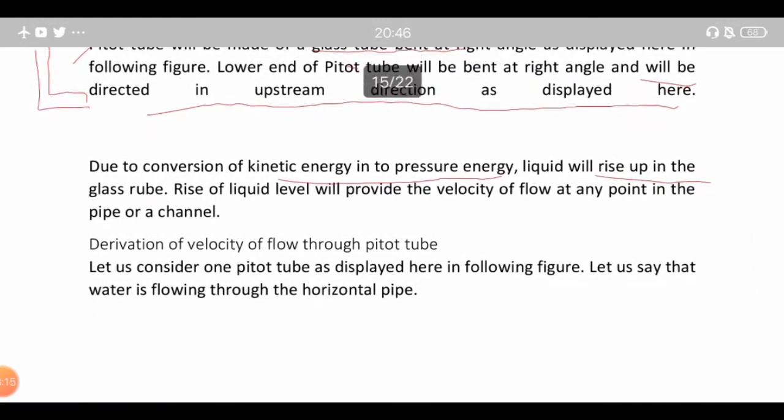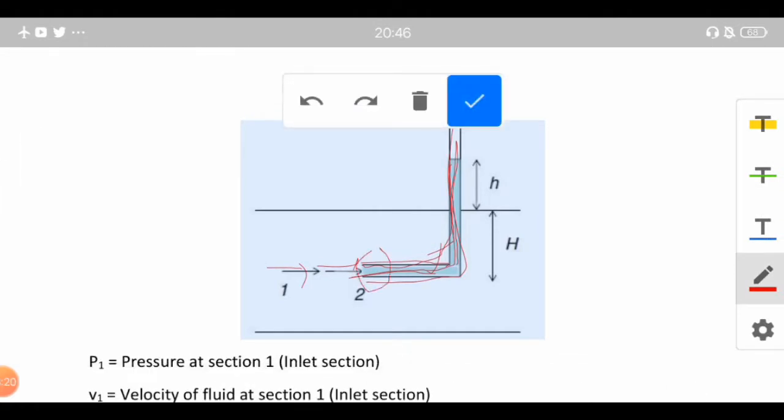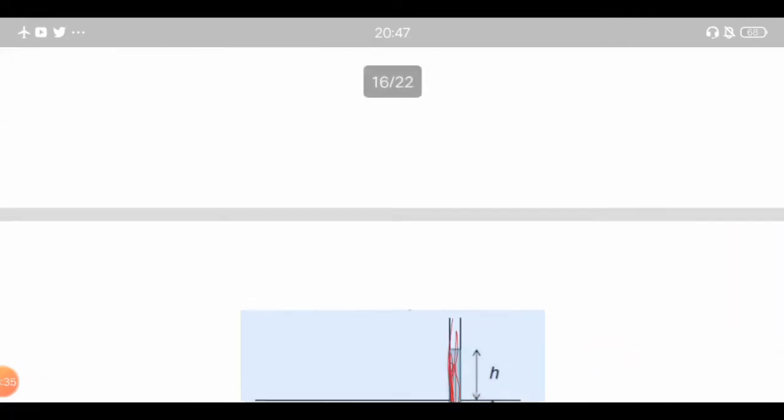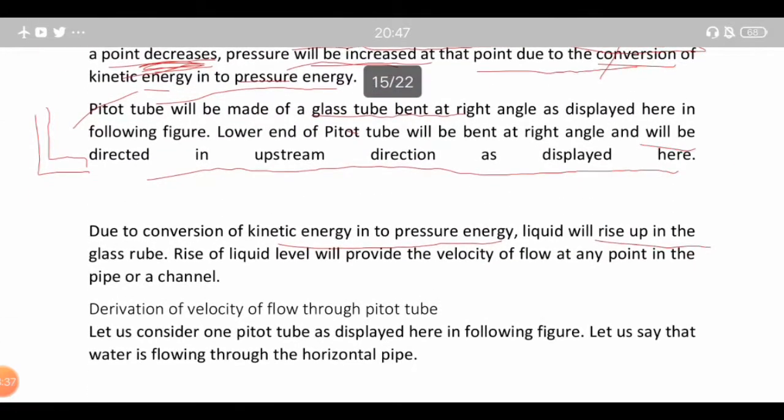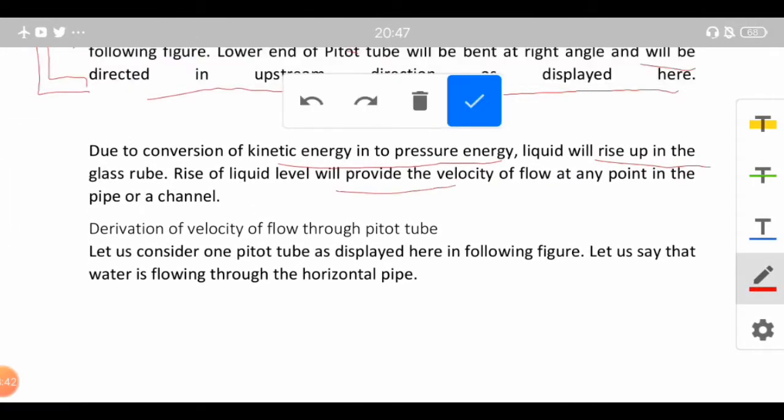As the introduction of this tube reduces the velocity and the liquid is forced to enter here, on the reduction of kinetic energy there will be some pressure energy, and that pressure energy will help in the rise of this liquid column. The rise of the liquid level will provide the velocity of flow at any point in the pipe or a channel. Now we will go to the derivation of velocity of flow through the pitot tube.